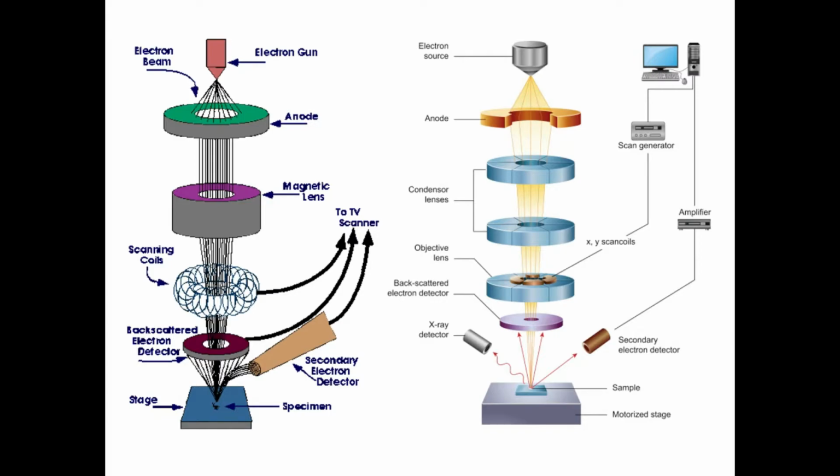Now we are coming to the instrument. The scanning electron microscope has a few parts. The first one is the electron gun, so from that we are going to start.